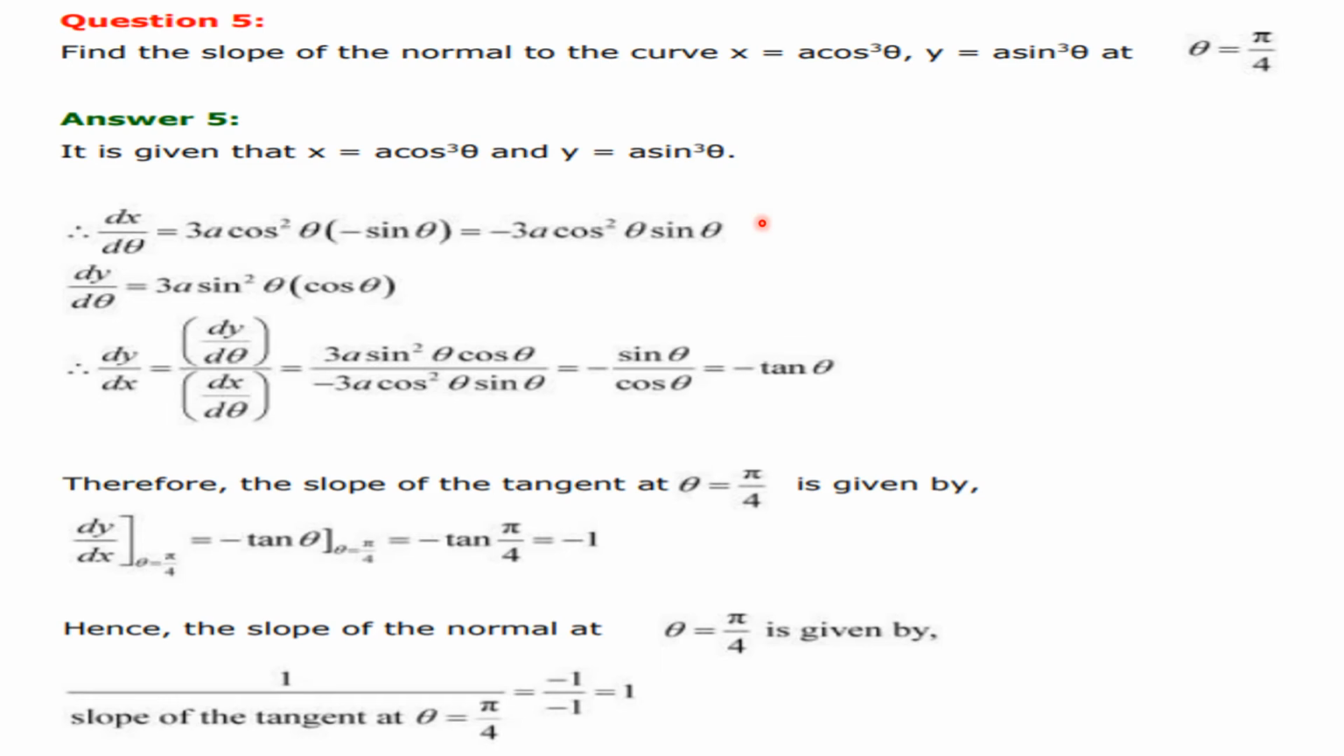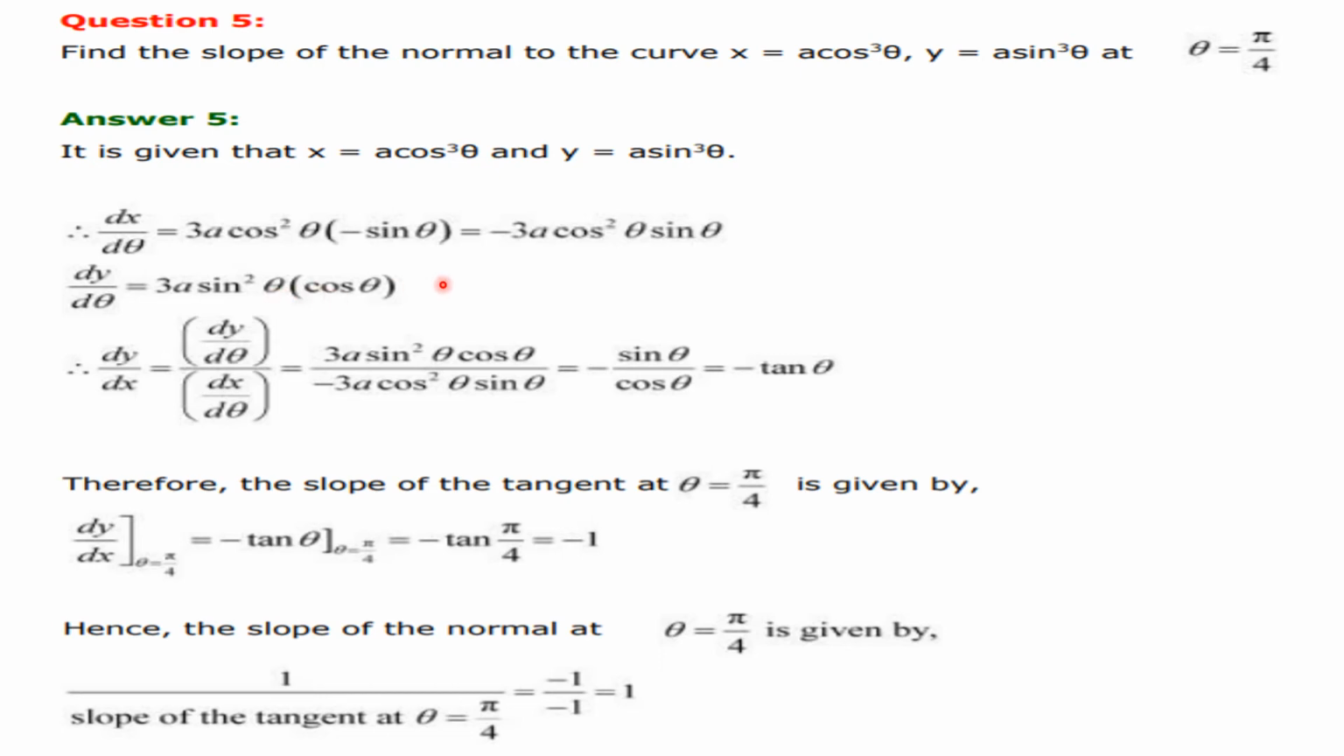Similarly, we have to find dy by d theta. What is y here? A sin cube theta. A is a numerical quotient, we write it outside. Then sin cube theta. How do you find the derivative of sin cube theta? By comparing this function with x power n. What is the derivative of x power n? n into x power n minus 1. So here n means 3. 3 into x power n means sin square theta, where sin theta is assumed as x here. The derivative of sin theta is cos theta. We used the chain rule here.